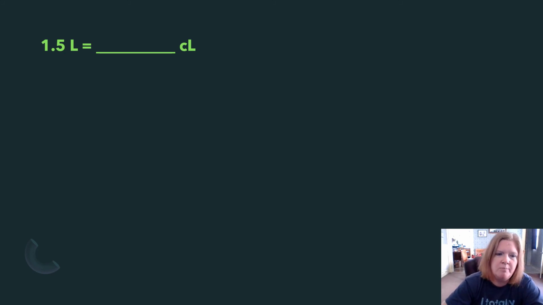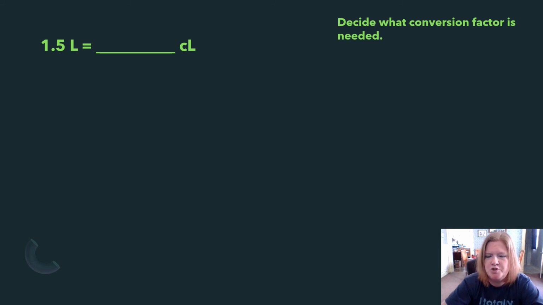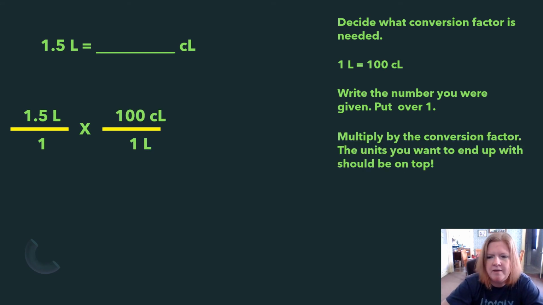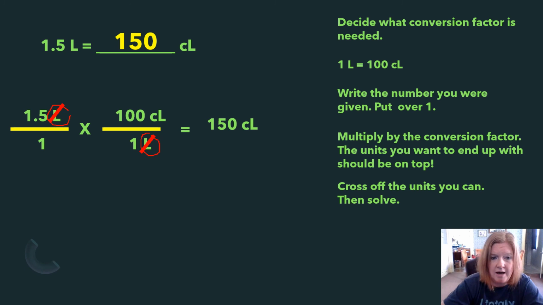So here's how you do it. I have 1.5 liters, how many centiliters? What conversion factor do I need? I need to know that 1 liter is 100 centiliters. Write the number you're given, 1.5 liters, over 1. Multiply by the conversion factor. The units you want to end up with should be on top. I know I have 1 liter and 100 centiliters, and either one can be on top. I can flip it whichever way I need. In this case, I need the liters on the bottom. Why? Because when I do this calculation, I want to be able to cancel this and this, because remember in math, if it's on the top and the bottom, it cancels out. So they cancel out, and I'm left with 150 centiliters as my answer.